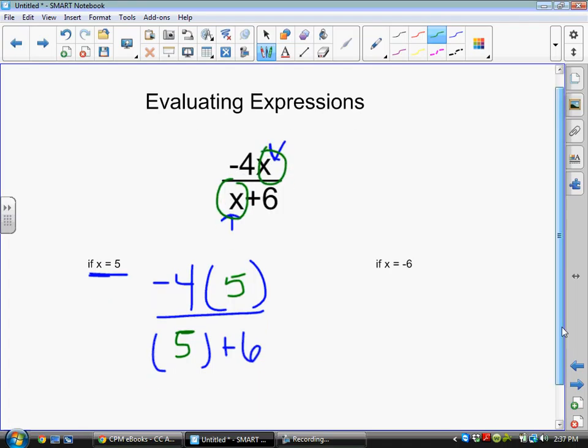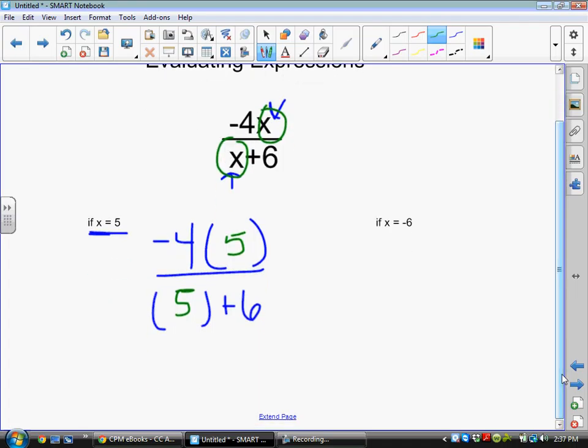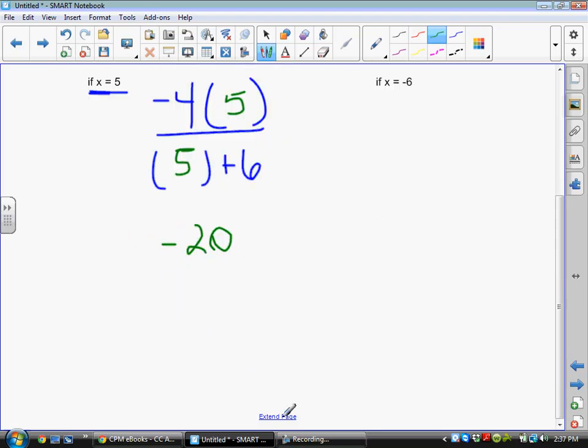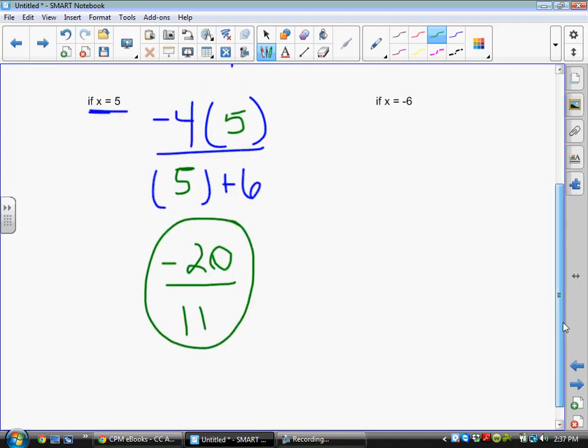Okay, so then I'm going to multiply the top, that's the next order of operations. Multiplying this top, negative 4 times 5 is going to be negative 20. And then the denominator is really this 5 plus 6, so that's going to be 11. So negative 20 over 11 would be the solution for that problem.